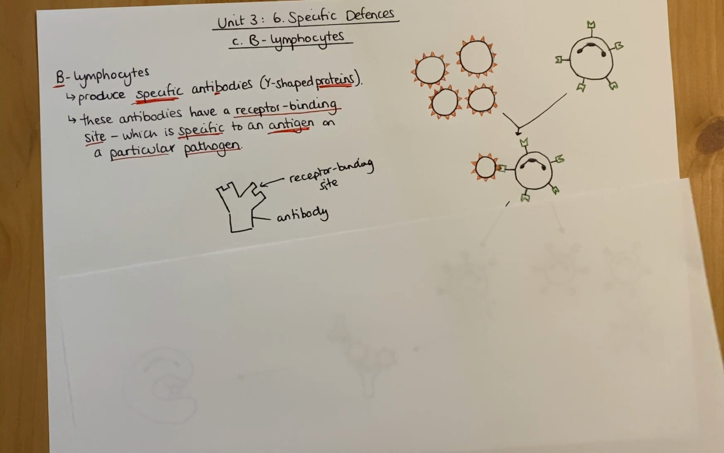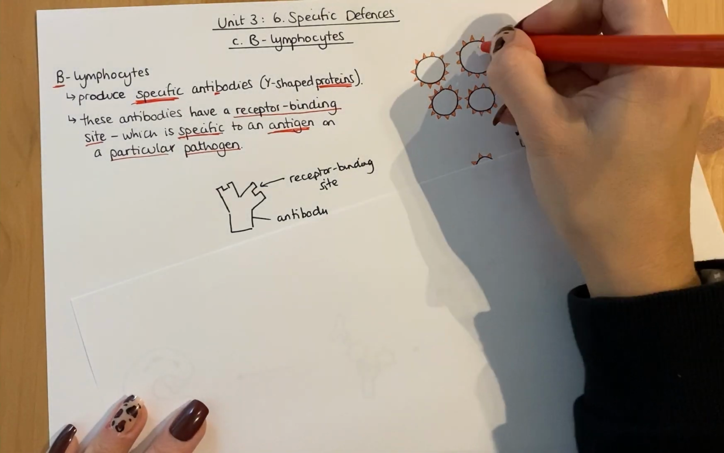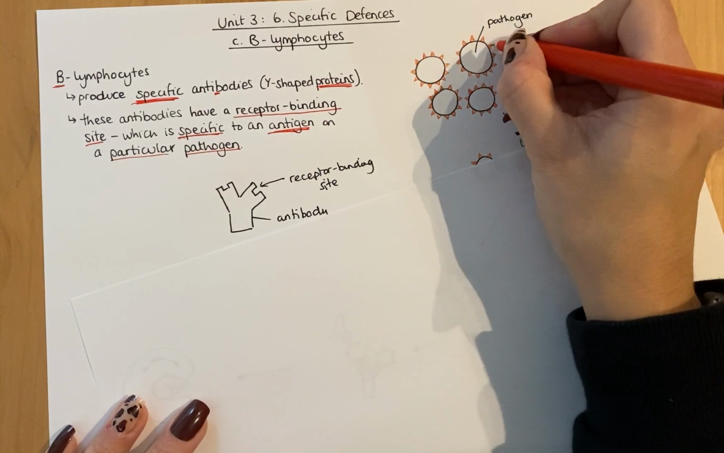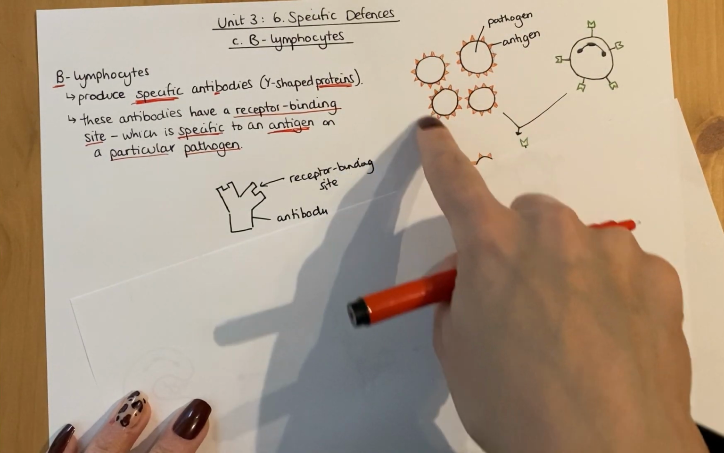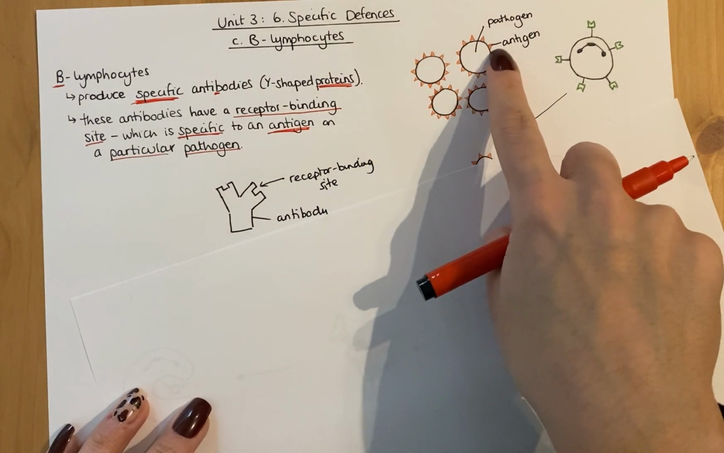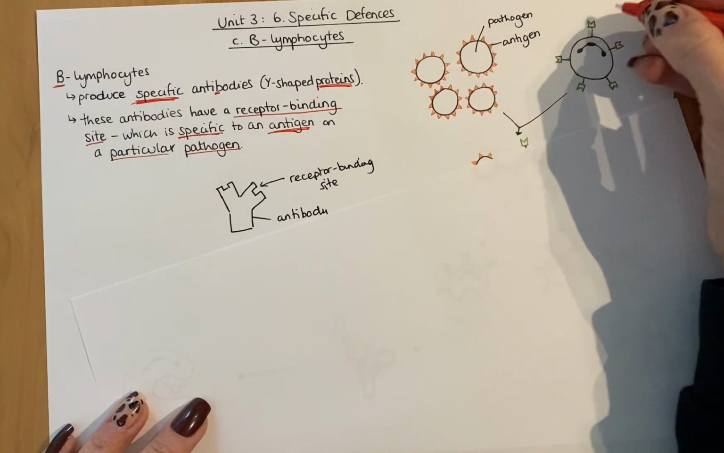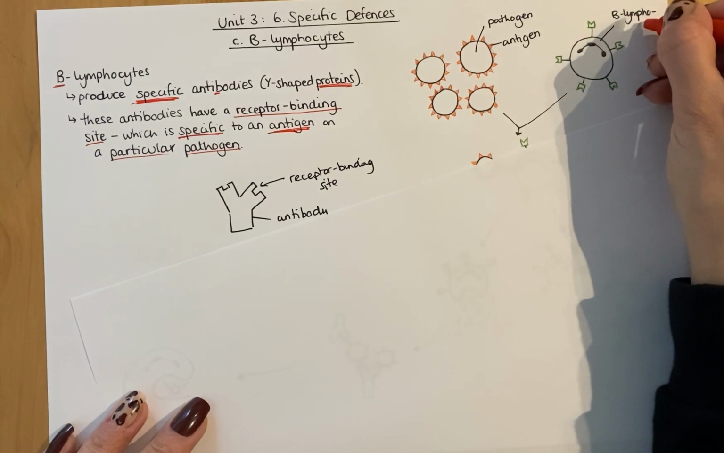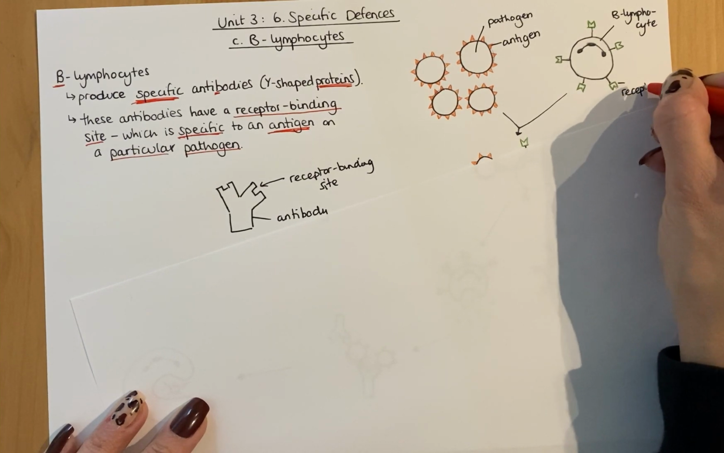So what I'm going to do is run through this diagram that I've got and label key parts, and then talk you through the step-by-step parts of what happens. This here is a pathogen, and this is the antigen on that pathogen. These are all the same pathogen. Notice the antigen is a particular shape, that foreign protein on that foreign molecule. Now this here is a B lymphocyte, and you'll notice they have receptors on them. Remember, these receptors are made of proteins.